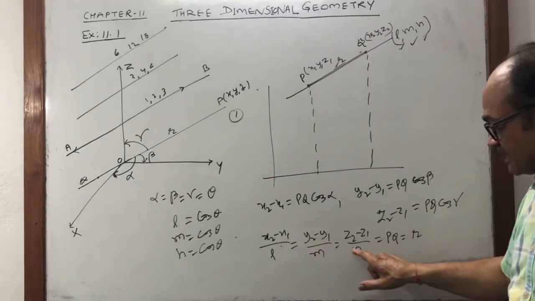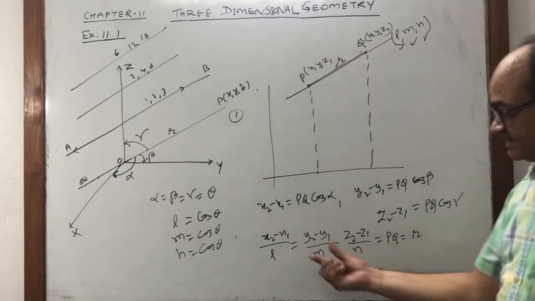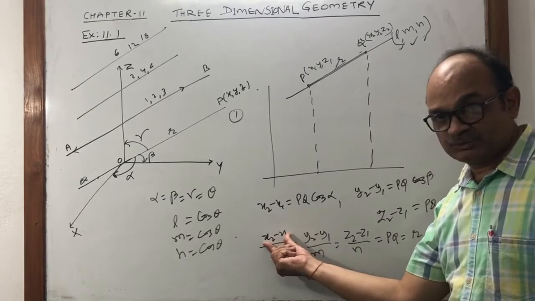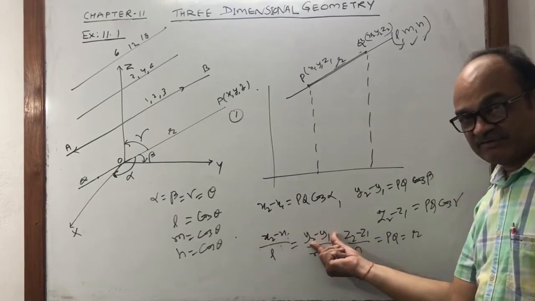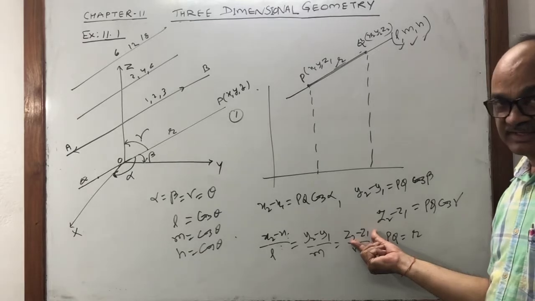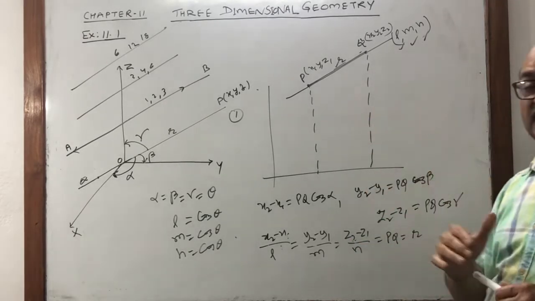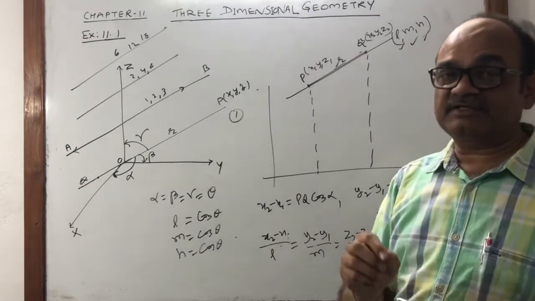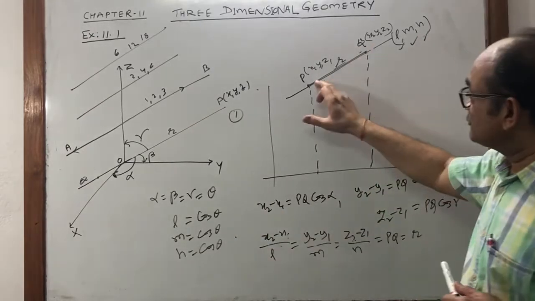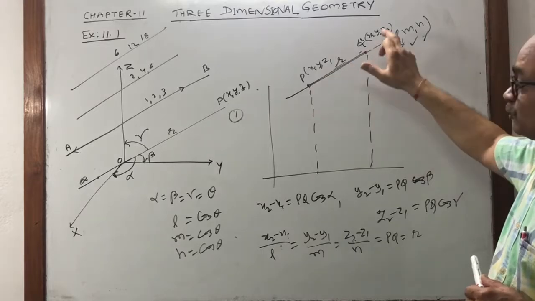Since these are proportionate numbers, it means x2 minus x1 equals A, y2 minus y1 is B and z2 minus z1 is C. So direction ratios of a line segment PQ are nothing but their differences: x2 minus x1, y2 minus y1, z2 minus z1.